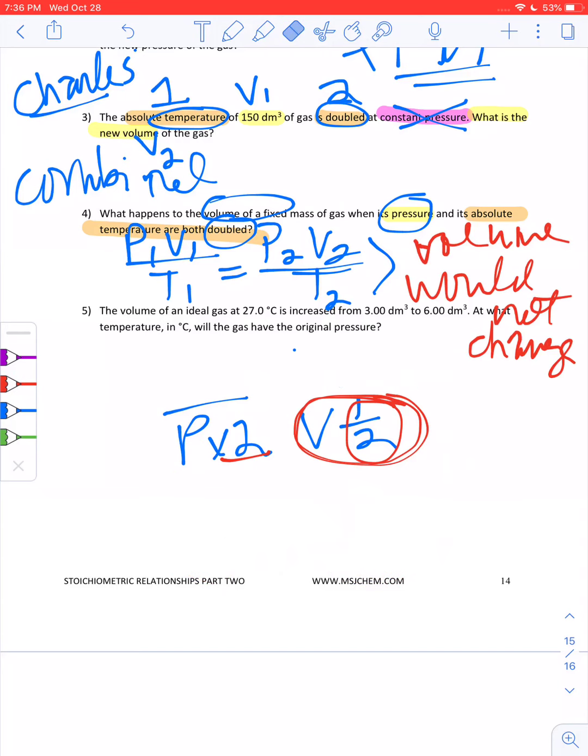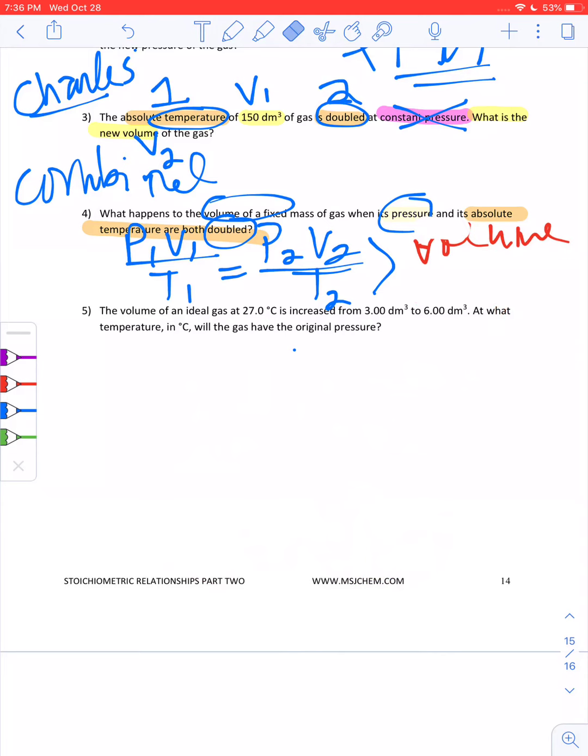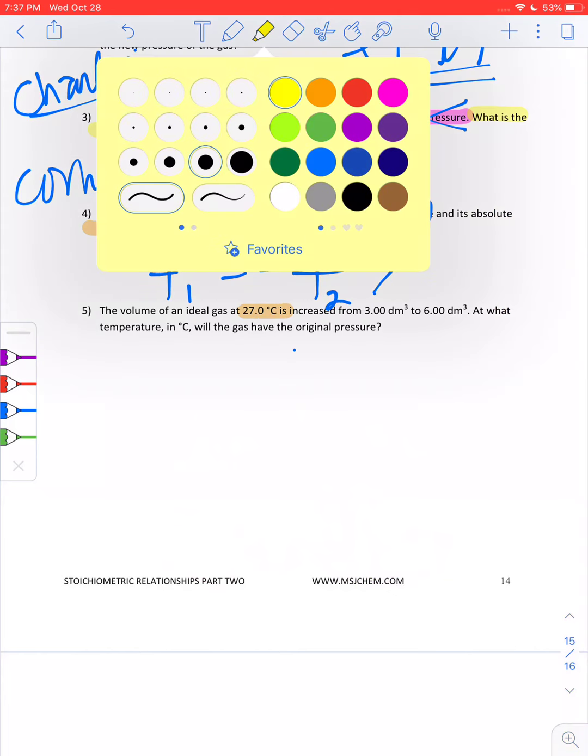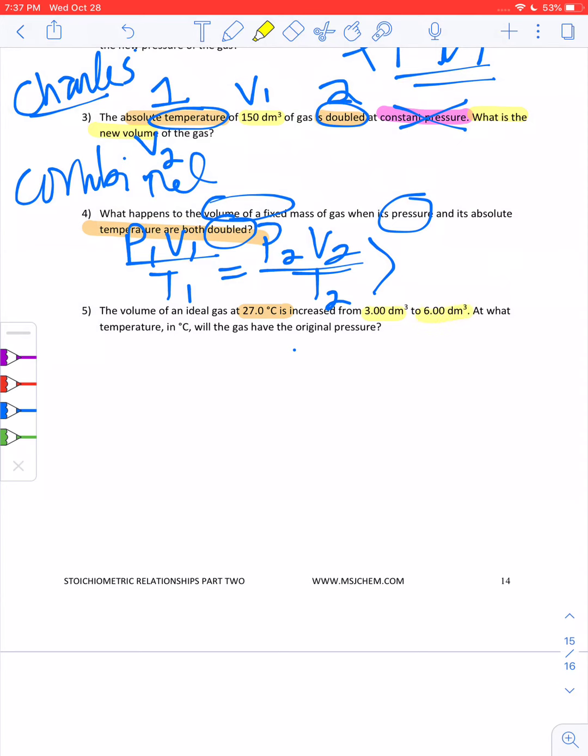All right, we got one more here. Clear some space off. Okay. All right, so this last one, it says the volume of an ideal gas at 27 degrees Celsius is increased from, let me switch colors, 3 cubic decimeters to 6 cubic decimeters. And then it says, at what temperature in degrees Celsius will the gas have the original pressure?